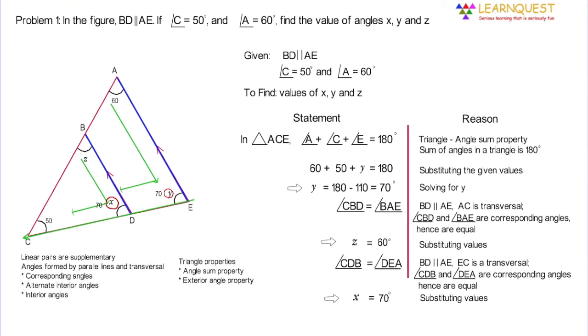So we will write X as 70 and Z as 60. Now let us write the solution statement, that the answer is that X is equal to 70 degrees, Y is equal to 70 degrees and Z is equal to 60 degrees. Now this completes our puzzle.